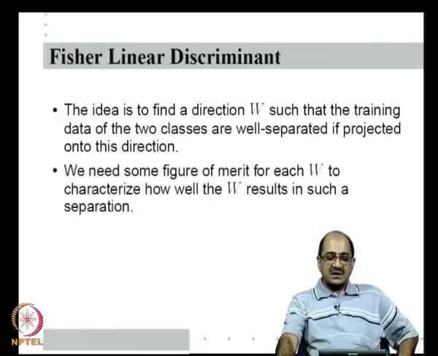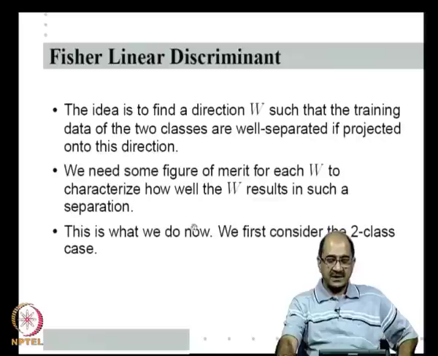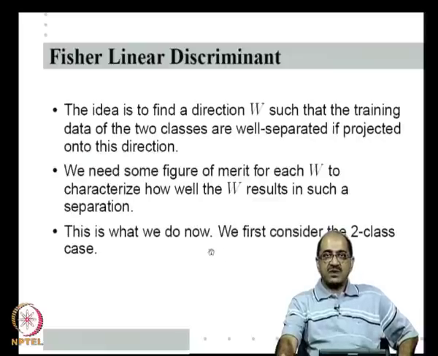So, essentially we need to have a figure of merit, some number that I can assign to every W. So, I want some J of W which assigns a number to every W, a figure of merit, such that the number tells me how well projection onto that W will result in proper separation. Okay. So, we will formalize this by first considering a two class case.